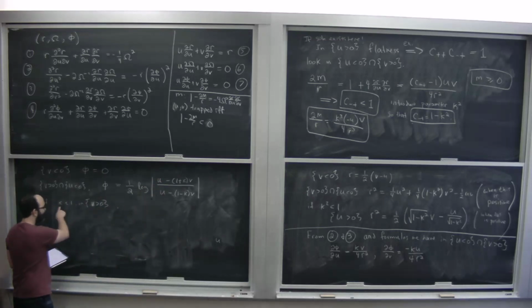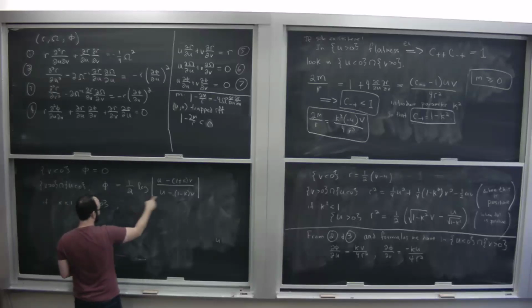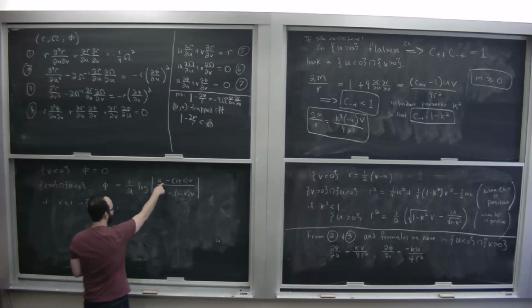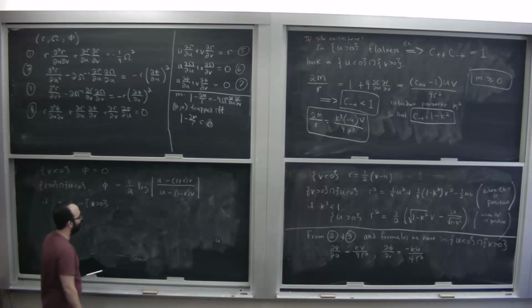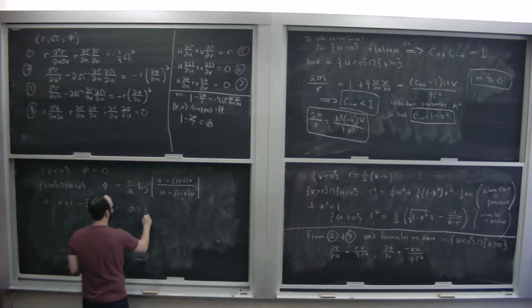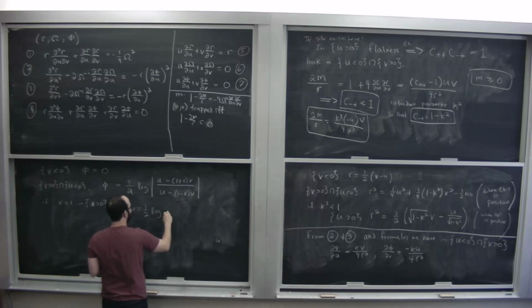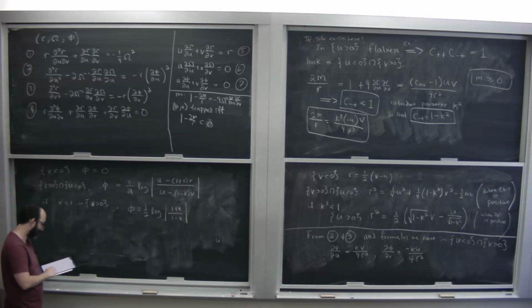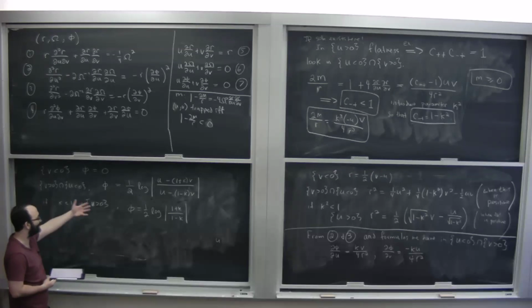But if this is less than 1, then you will exist up to u equals 0, and this formula will make sense in this whole region. And then we know that to the future of u equals 0, you're frozen at whatever the constant ends up being. So you're going to get phi equals 1/2 of log. The v's will cancel, and you're just going to get 1 minus k over 1 minus k. And you can just check that this solves it.